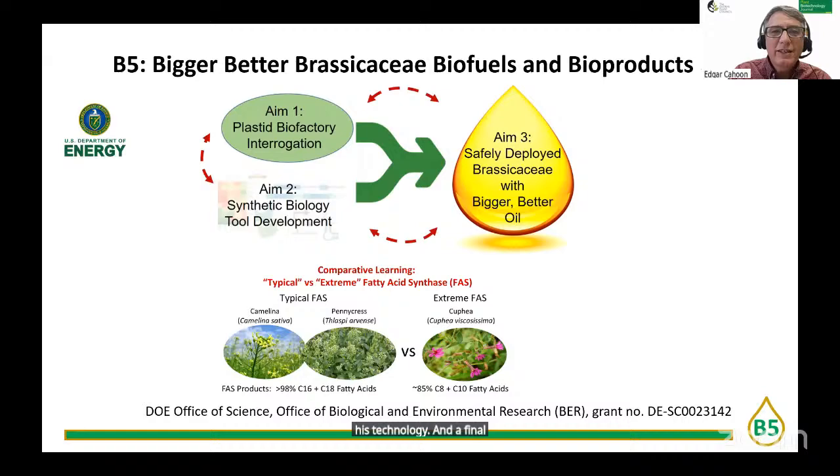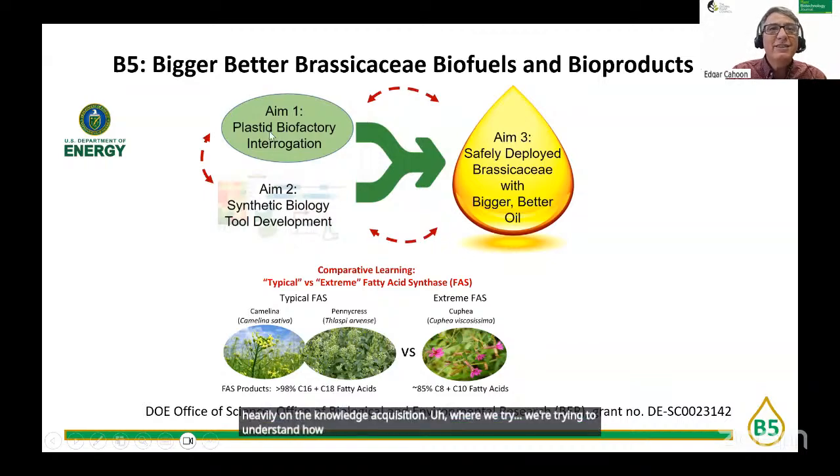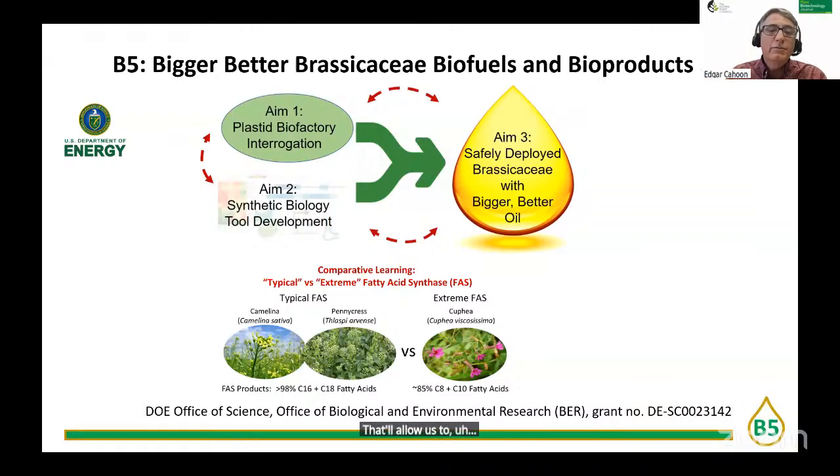And a final example is work that we're doing that's part of the grant funded by the Department of Energy, Bigger, Better, Brassicaceae Biofuels and Bioproducts. And in this project, we're really focusing heavily on the knowledge acquisition, where we're trying to understand how fatty acid synthesis is regulated for the chain lengths, for the total production of fatty acids, developing new synthetic biology tools that allow us to better translate the knowledge. And Aim 3 is basically using that knowledge from Aims 1 and 2 to really generate a product. And so we're thinking about how can we get camelina and pennycress to have oils that are more similar to Cuphea that has short and medium chain fatty acids that are really good for sustainable aviation fuel.